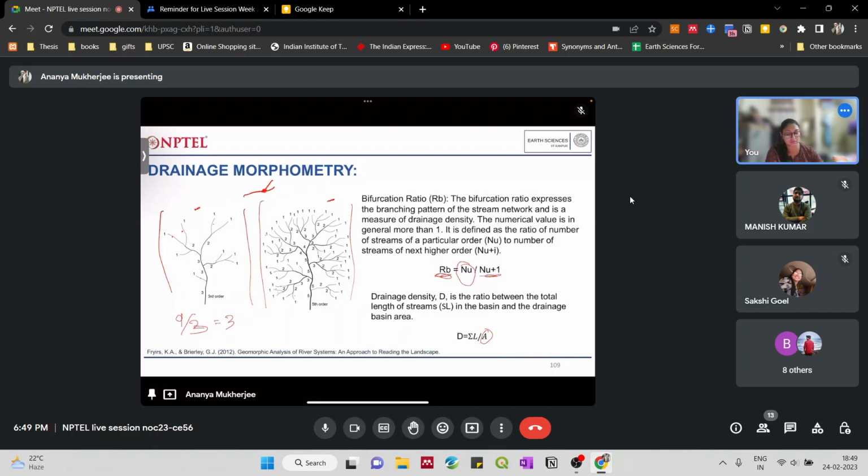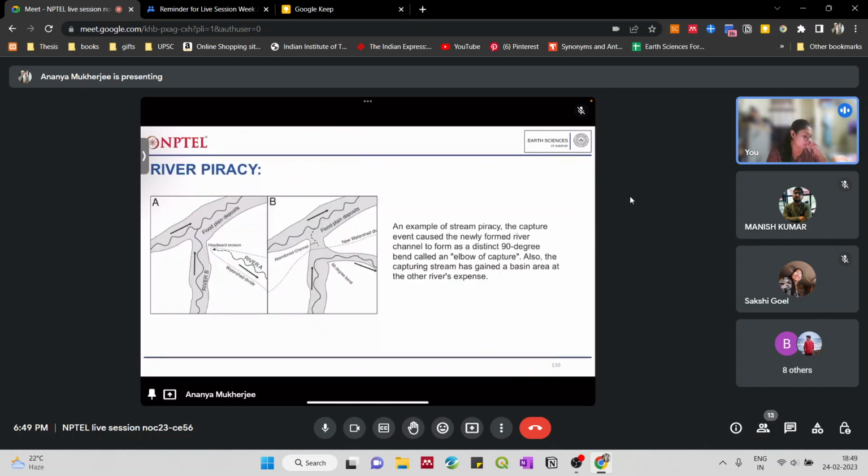Now another factor involved during the evolution of a drainage basin is called river piracy, or river capture. What happens during a river capture is, suppose there is a river flowing from one area. Over here, as you can see, this is a river system, this is one watershed, and you can see there is a watershed divide. This is one drainage system.